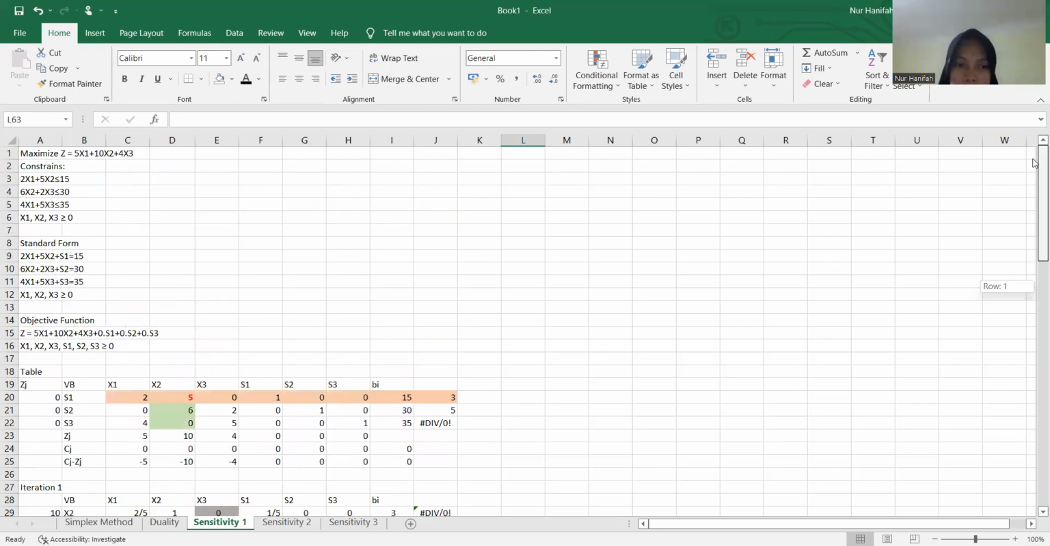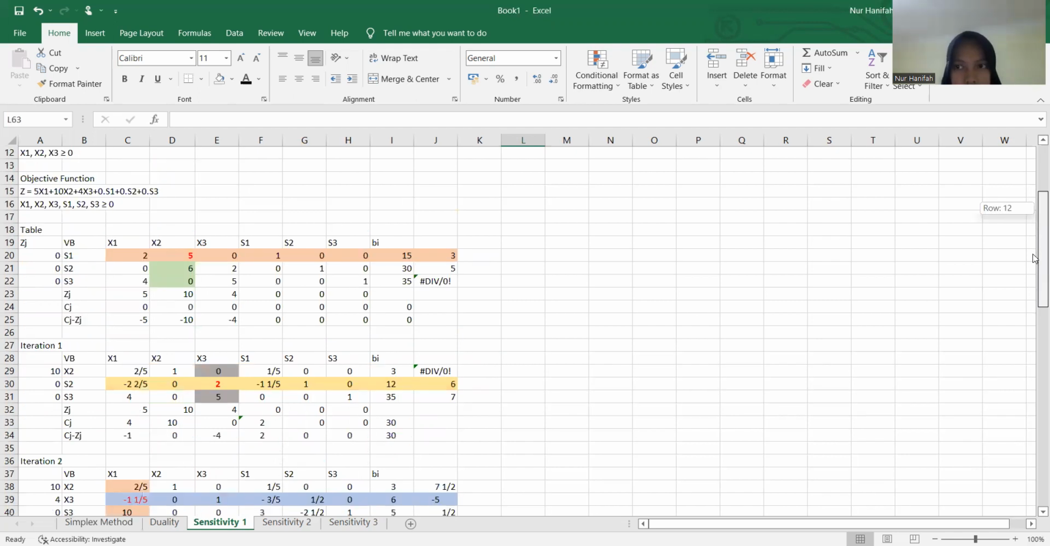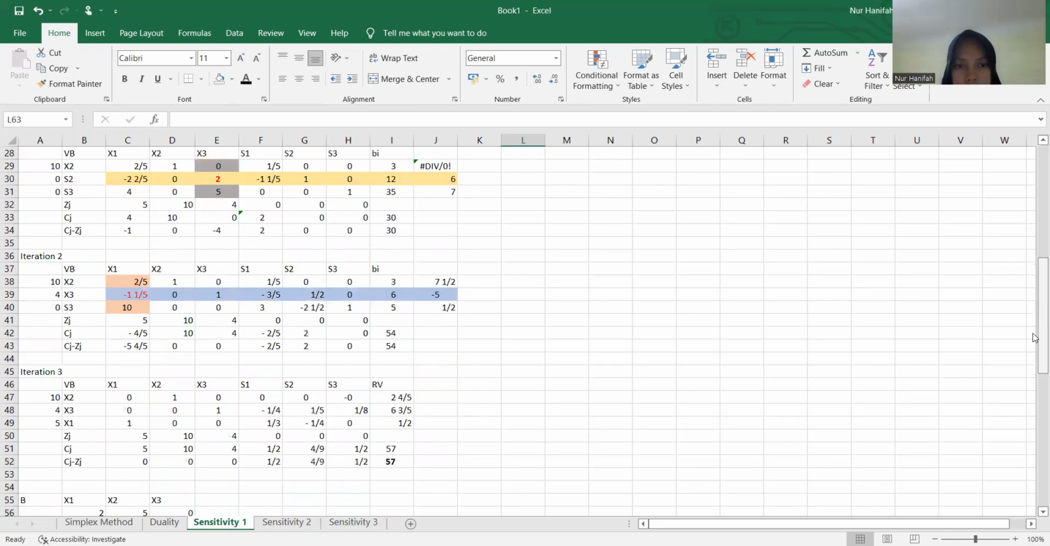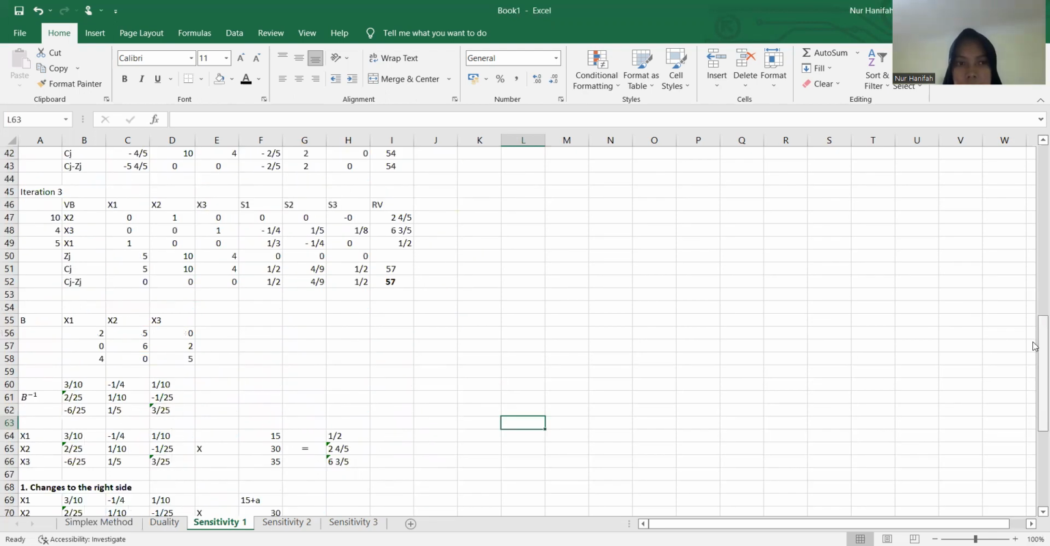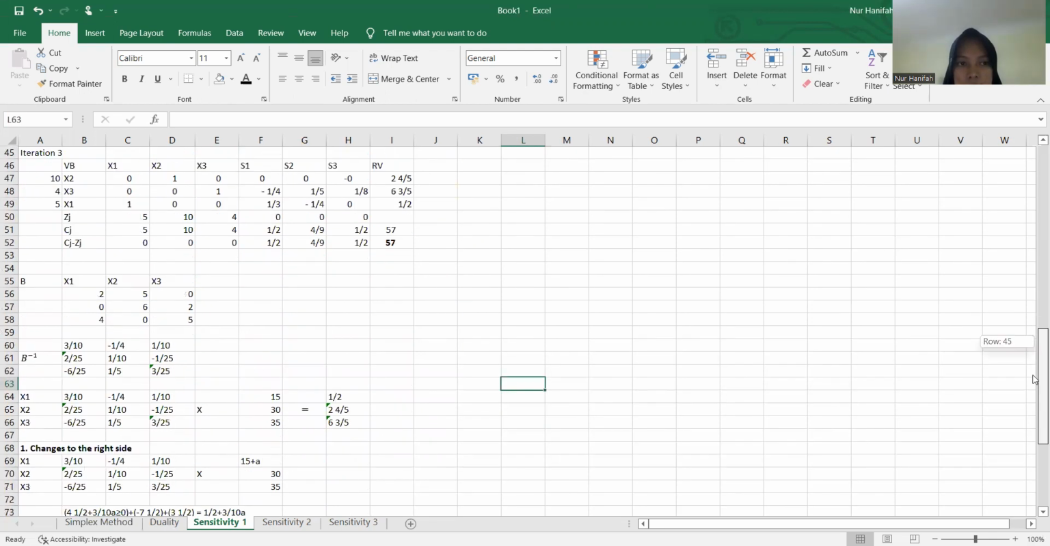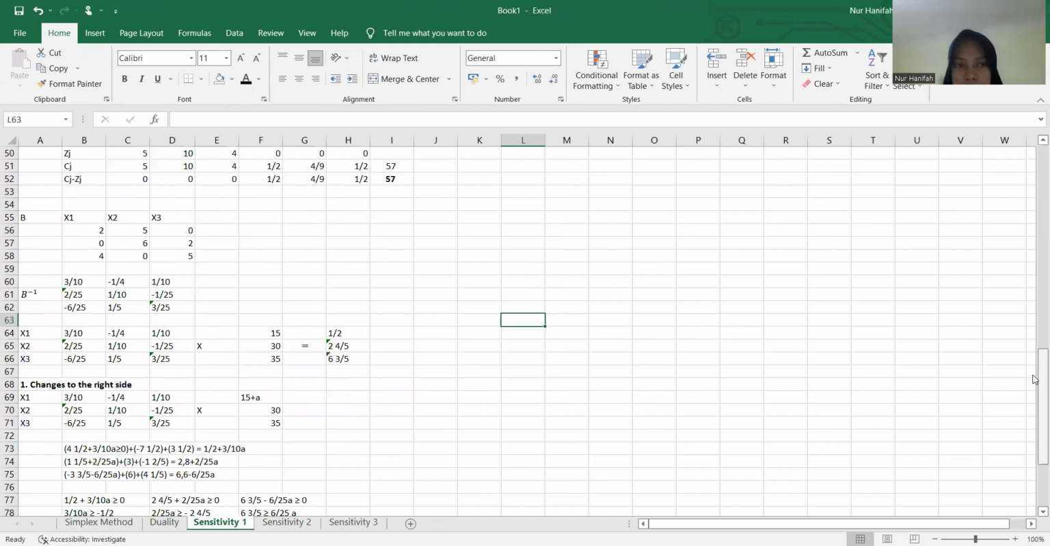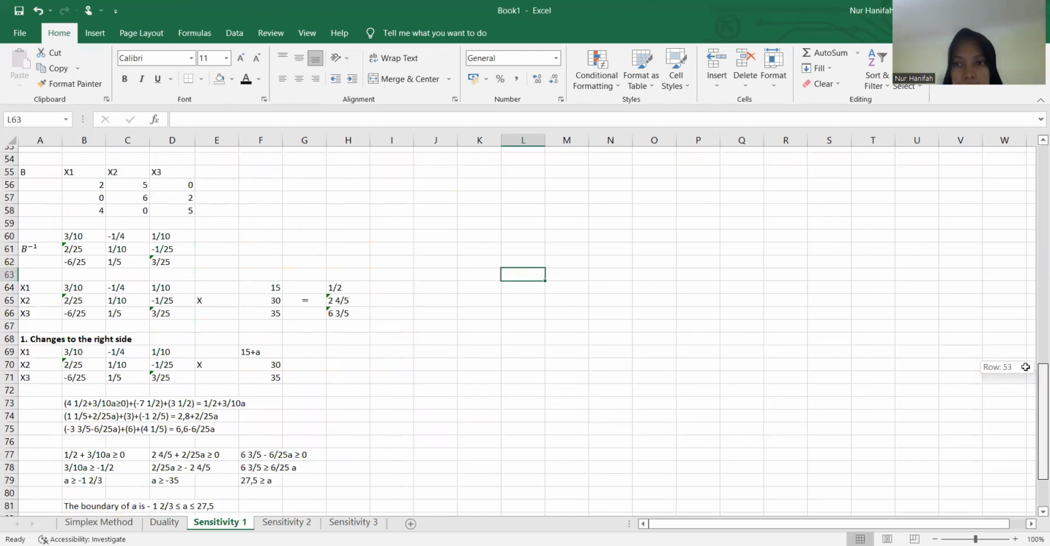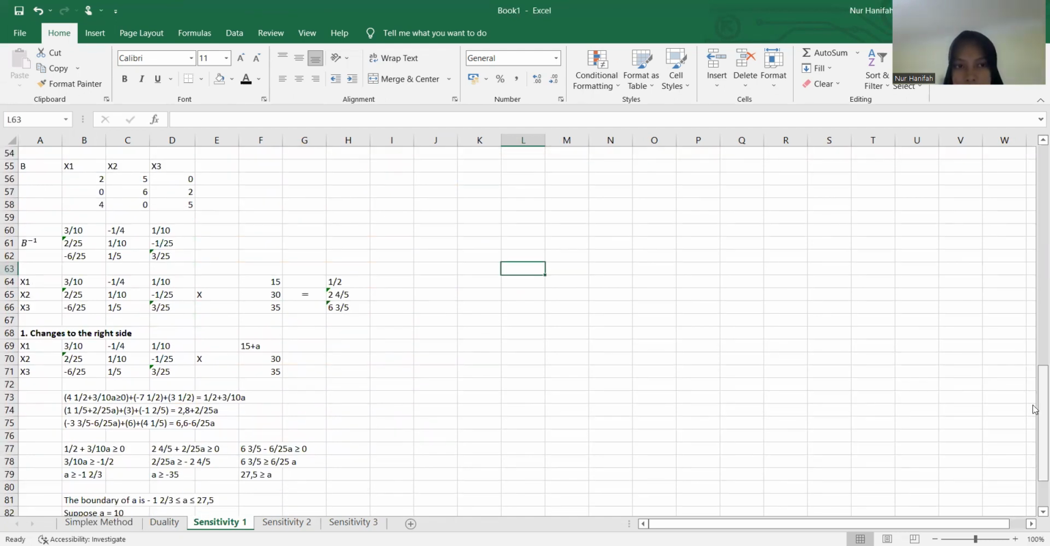I take sensitivity 1 in here. For the first step, we do the same way, do the iteration, and we get the value. And in here, I will change the right side. In this first case of sensitivity, we change the right side.